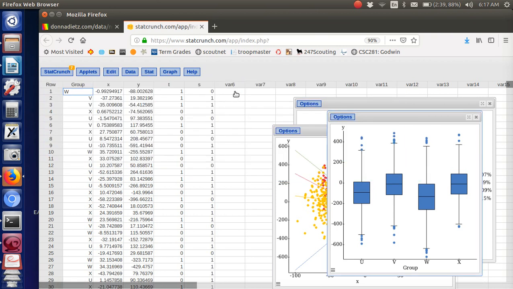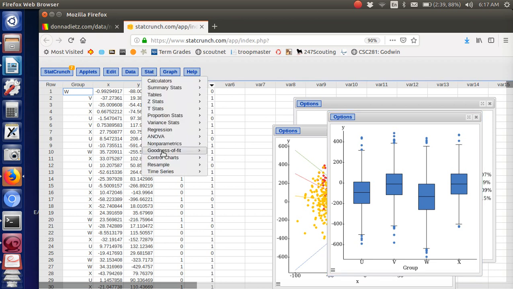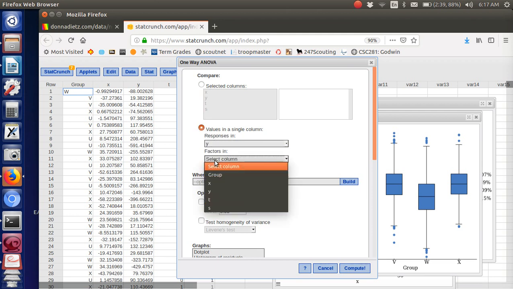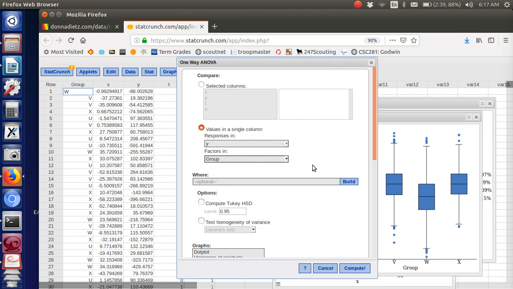All right, now you really shouldn't be using t-test or z-test to compare these groups because there's 4 of them. Actually, even if there's just 2 of them, I would just throw out z-test and t-test entirely and head right for ANOVA because it's so much more useful. So let's go stat, ANOVA, and we're going to do one-way ANOVA, and you're going to select values in a single column, and let's put responses in Y, factors in group. Factors are the groups. I don't know why they call them factors, that's what they call them.